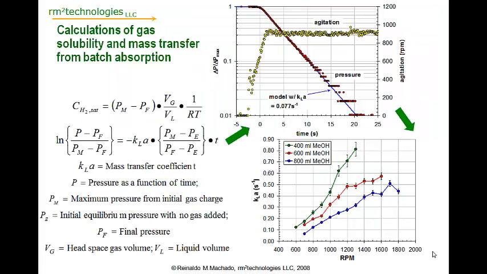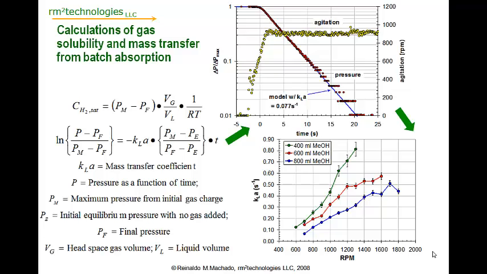Using the equation on this page, we can use that curve of pressure drop to evaluate two critical pieces of information: the hydrogen saturation concentration and the mass transfer coefficient. The data is plotted as delta P over delta P max on a log scale versus time to provide you with a linear plot. The slope of that line gives you the mass transfer coefficient.